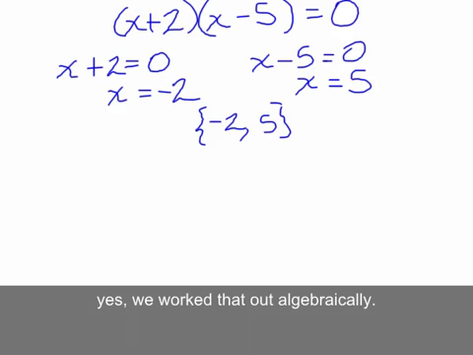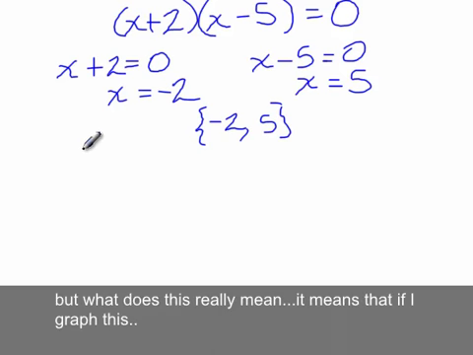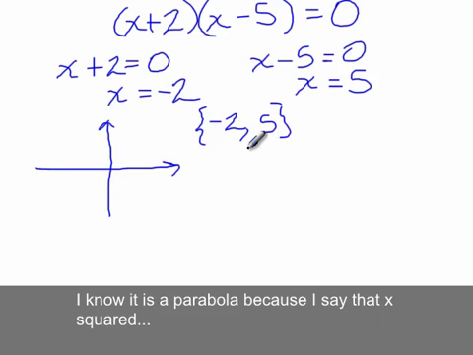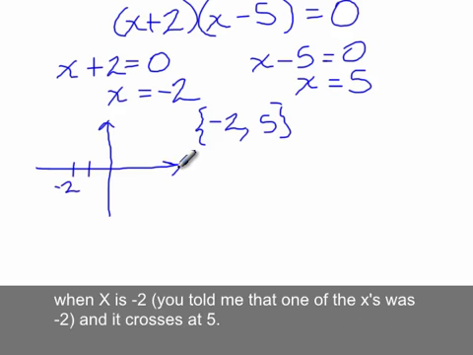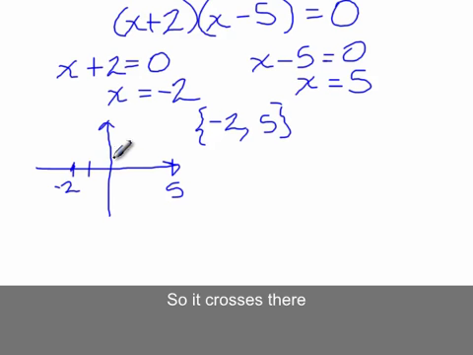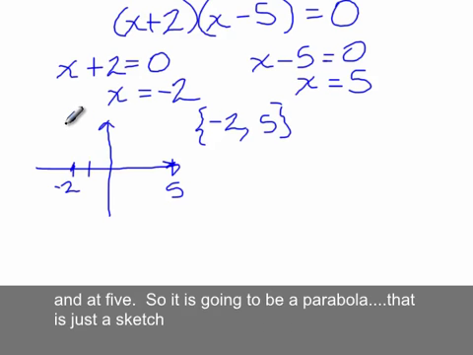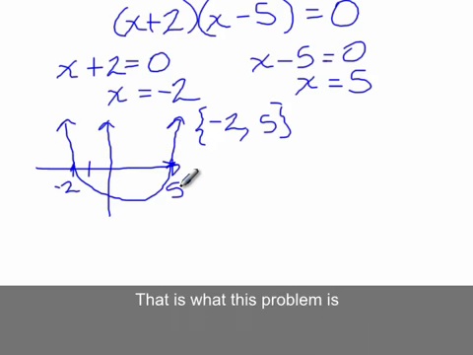Yes, we worked that out algebraically. But what does this really mean? This means that if I was to graph this, I know it's a parabola because I saw that x squared. But it crosses at the point negative 2, when x is negative 2, because you told me one of your x's was negative 2, and it crosses at 5. So it crosses there and at 5. So it's going to be a parabola that looks something like that. That's just a sketch, but that is what is in the graphical view.